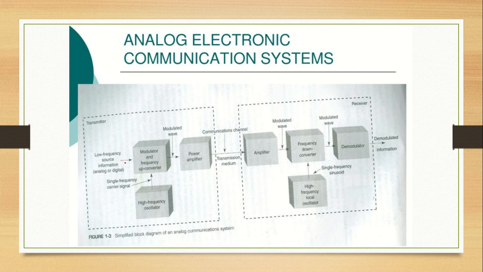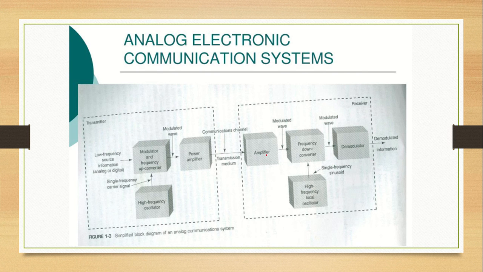So modulate the information, or modulate the frequency with this information. At the same time, up converter means the frequency will be converted. So the result here, the modulated wave, could be the difference, the sum, and also the product. Then we have here the power amplifier, to amplify the modulated wave and then transmit through the communication channel, or through the transmission medium.